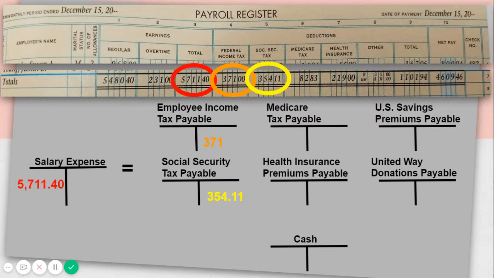Social Security goes to Social Security tax payable. Medicare goes to Medicare tax payable. Health insurance, payable. The other, you'll notice that there's two little letters there. B goes to US Savings, and the UW goes to United Way. Next, we have our cash. The difference between our salary expense and the total of all our payables would be our cash, which is also our net pay.